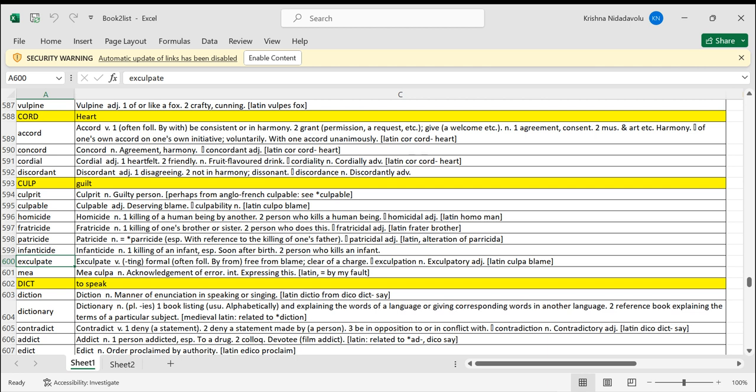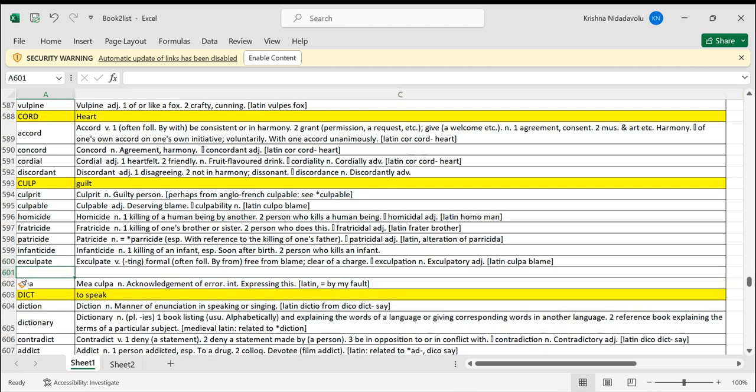Inculpate. Inculpate is the opposite of exculpate. I did not mention it here. Inculpate is exactly opposite. Inculpate is to accuse or incriminate, to show evidence of someone's involvement in a fault or crime. It was his own father who finally inculpated him. Okay, inculpate is the opposite of exculpate. Inculpatory evidence, like exculpatory evidence.